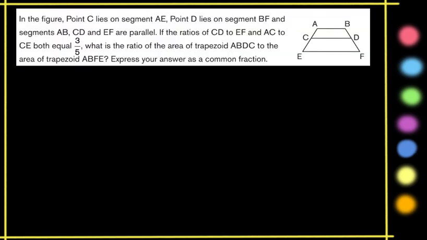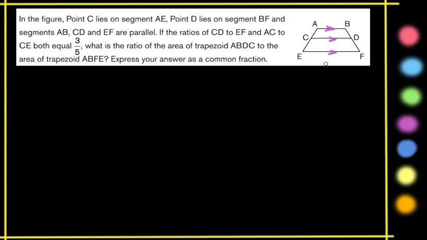This one says, in the figure, point C lies on segment AE, point D lies on segment BF, and segments AB, CD, and EF are parallel. Okay, so let's make a note that these are all parallel.